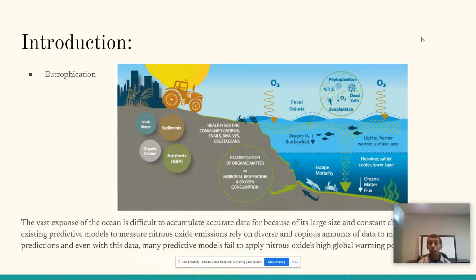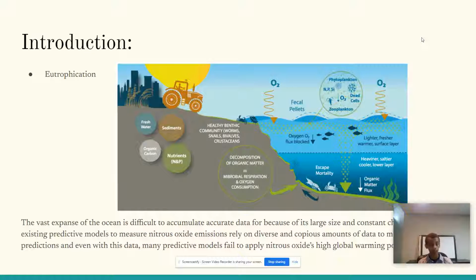The cyanobacteria release the nitrous oxide in its gaseous form, which collects in sediment sinks. This process is called eutrophication. After the eutrophication, upwelling forces the nitrous oxide towards the surface, which evaporates along with the water and goes into our atmosphere. The vast expanse of the ocean is difficult to accumulate accurate data for because of its large size and constant changes.